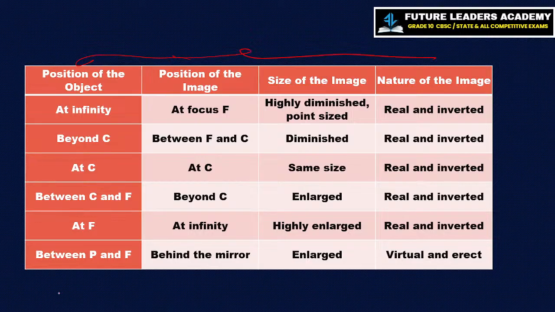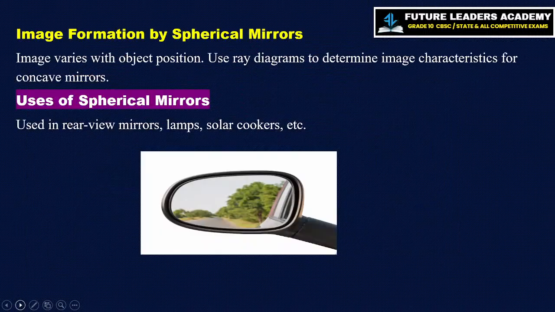Yes. So next after this one, the image formation by spherical mirrors. In a spherical mirror, the images vary with the object position. Obviously, what the table we have understood: position matters. Position is very important.